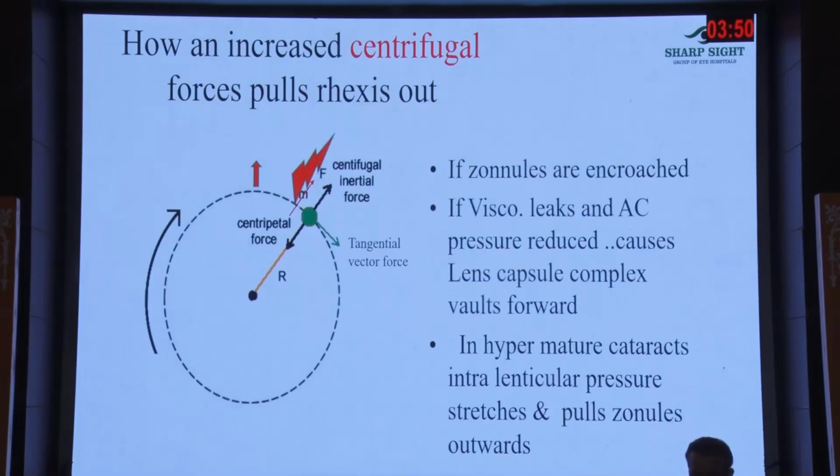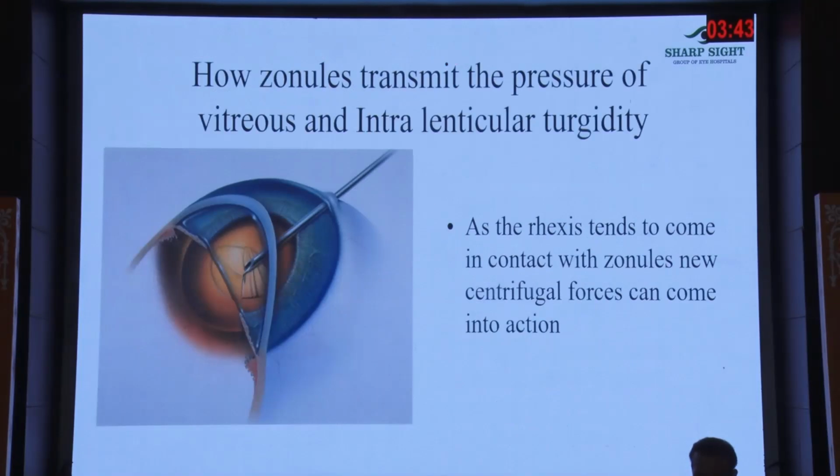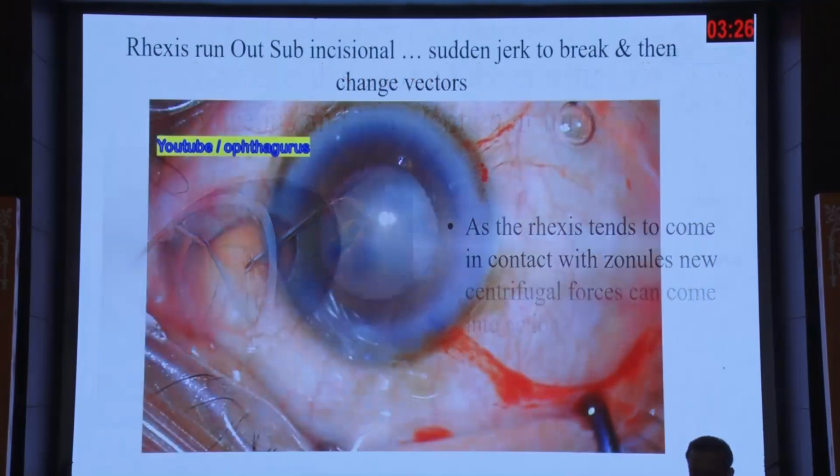So you can have a leak of visco, hypermature cataracts. Again, there is an increased intralenticular pressure of the capsule. This can lead to this tearing away. So let's understand this. So as your needle is pulling it, there is a leak of viscoelastic. The vitreous starts pushing the lenticular diaphragm upwards, and this starts pulling the zonules out. So that is how you have a peripheral runout. And this is a situation.